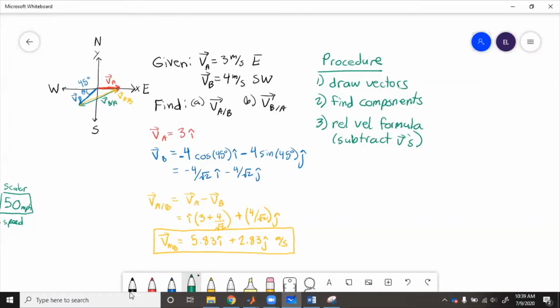Now, velocity of Ben with respect to Alice is just the exact opposite. VB with respect to A equals negative VA with respect to B. So that is just going to be negative 5.83 i minus 2.83 j meters per second. Velocity of Ben with respect to Alice.